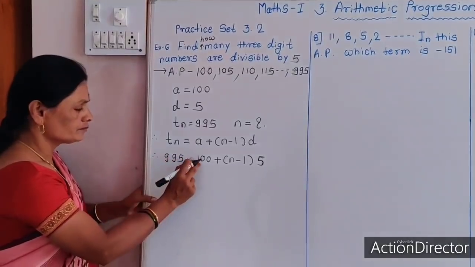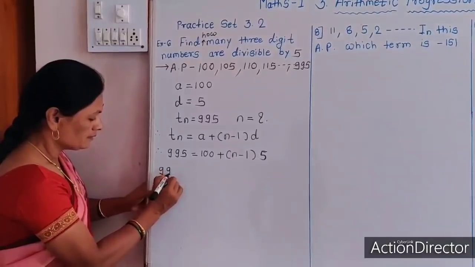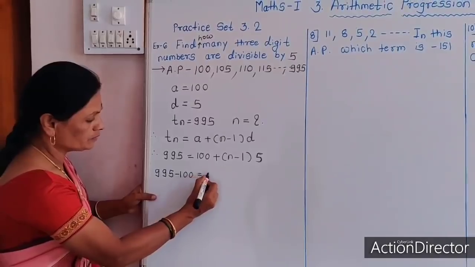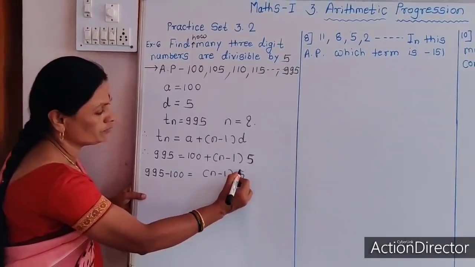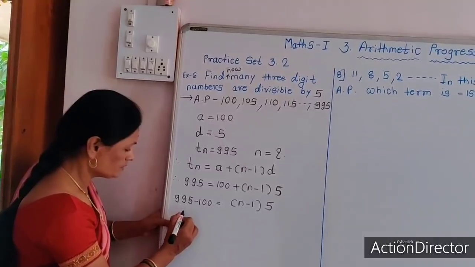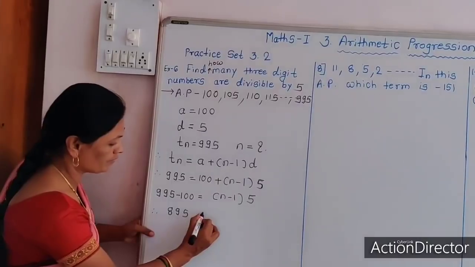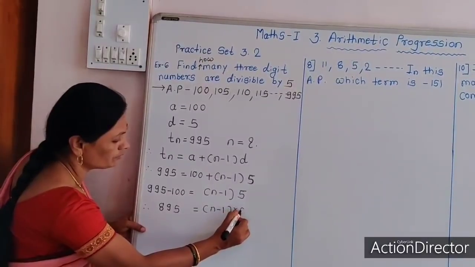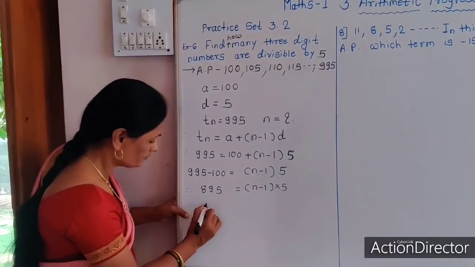Here 100 goes to the other side as minus: 995 minus 100 is equal to n minus 1 into 5. It becomes 895, so 895 is equal to n minus 1 into 5. Here 5 becomes divide.